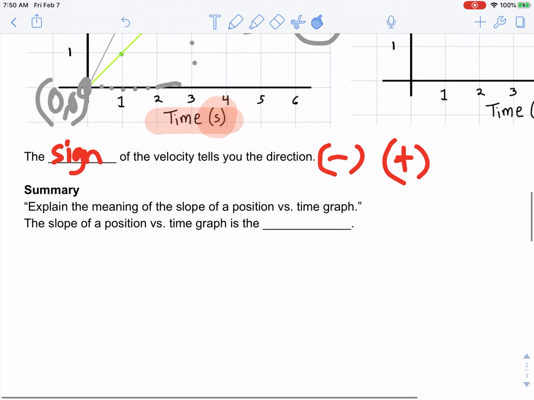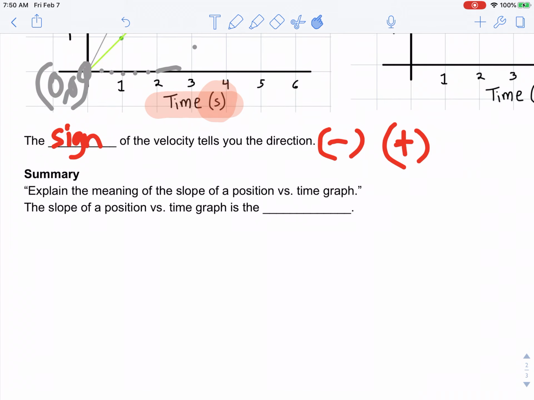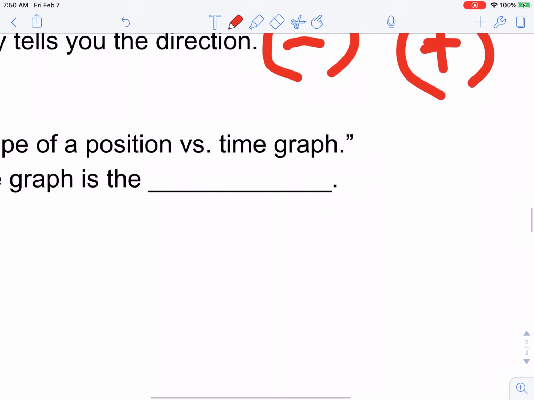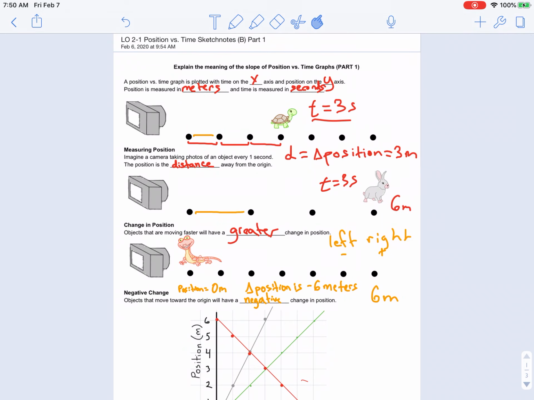So in summary, when you want to explain the meaning of the slope of a position versus time graph, you can just respond that the slope of a position versus time graph is the velocity. How fast you're going and what direction. Cool. Beautiful. Thank you, tortoise, hare, and lizard.